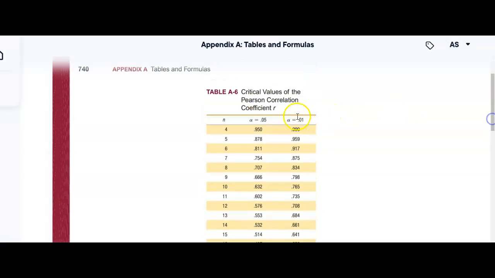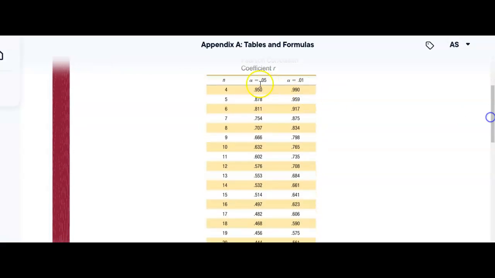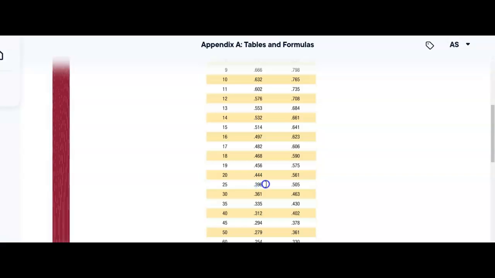Also, we weren't given the significance level. And once the significance level is not given, then we're going to use 0.05. So looking at 0.05, and using the value of 25, we're going to look at this value here, which is 0.396.